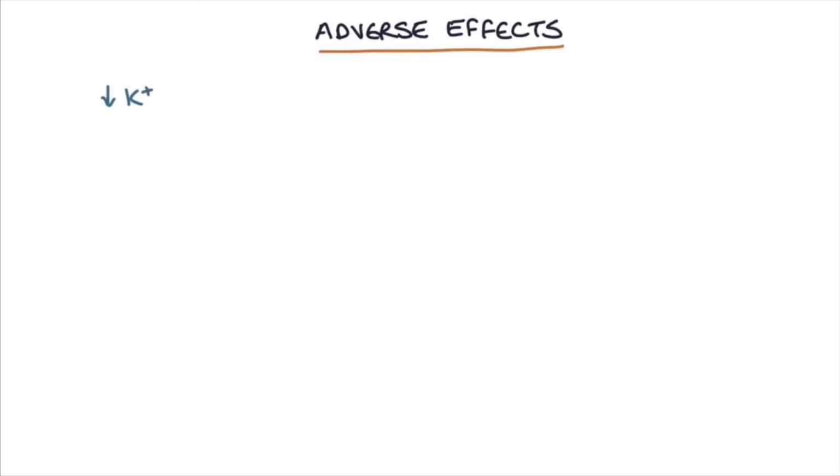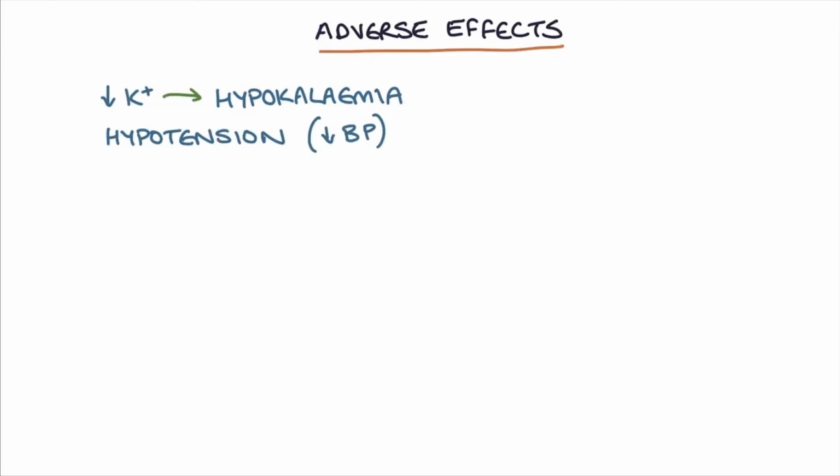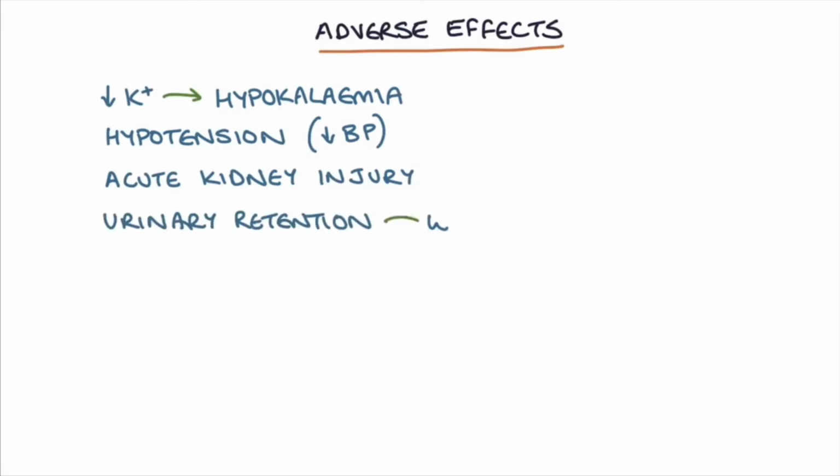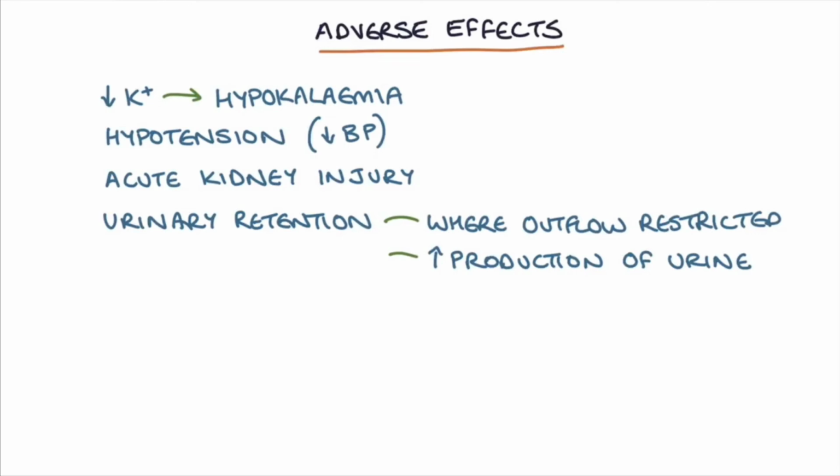There's a few notable adverse effects. They obviously drop the potassium level in the blood and cause hypokalemia because it's being excreted in the urine. They can cause hypotension or low blood pressure because of the reduced circulating volume. They can cause an acute kidney injury. They can cause urinary retention, where the outflow is a bit restricted just because it's producing so much more urine that can't be passed quick enough, so you end up with a large amount of urine retention.